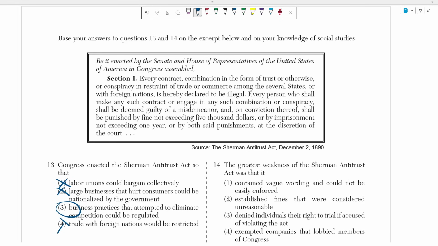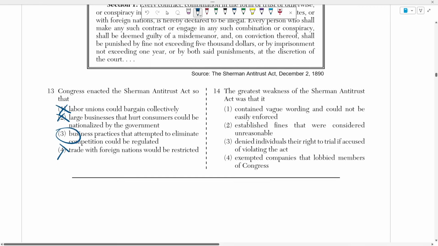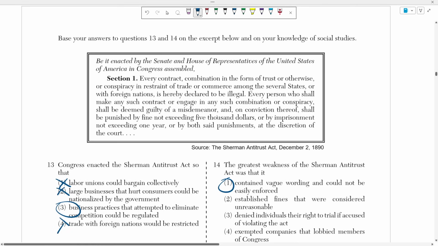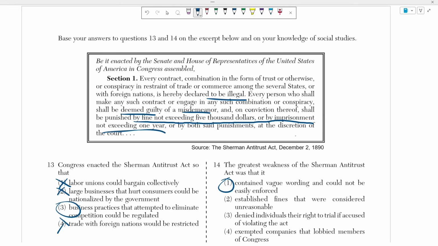14 asks us the greatest weakness of the Sherman Antitrust Act was that it what? Well, it's that it contained vague wording and could not easily be enforced. The reason why this really didn't make much of a difference in America is because, look at this, right? Every contract combination in the form of trust or otherwise, or conspiracy in restraint of trade and commerce among several states with foreign nations is hereby declared to be illegal. Every person who shall make any such contract or engage in such a combination or conspiracy shall be deemed guilty of a misdemeanor, and on conviction thereof shall be punished by fine not exceeding $5,000, or by imprisonment not exceeding 1 year, or by both punishment at the discretion of the court.